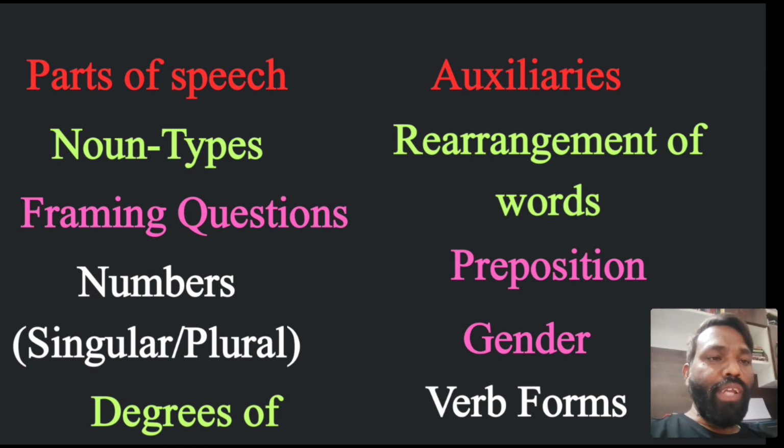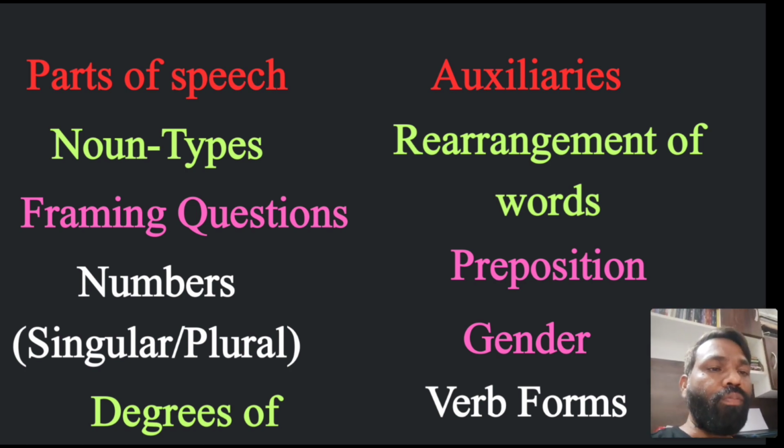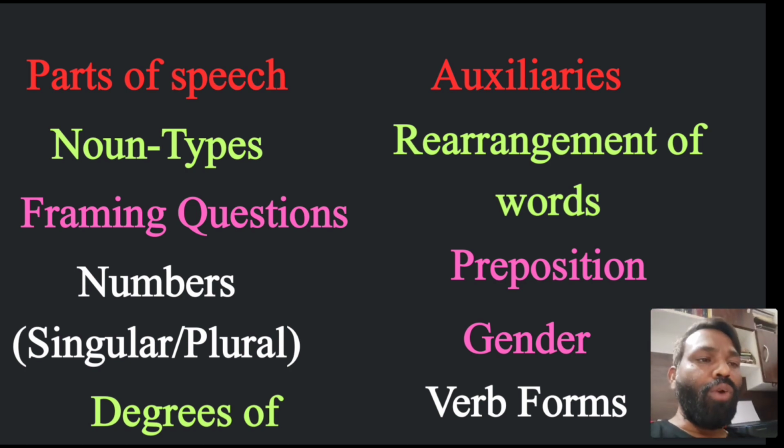The next one is related to gender. Here they will give one sentence and ask you to change the gender, otherwise they will give direct words and ask for the genders. The next important aspect is verb forms. According to the tense, they are going to ask the verb form. So I have mentioned all the elements of the question paper in the grammar section.